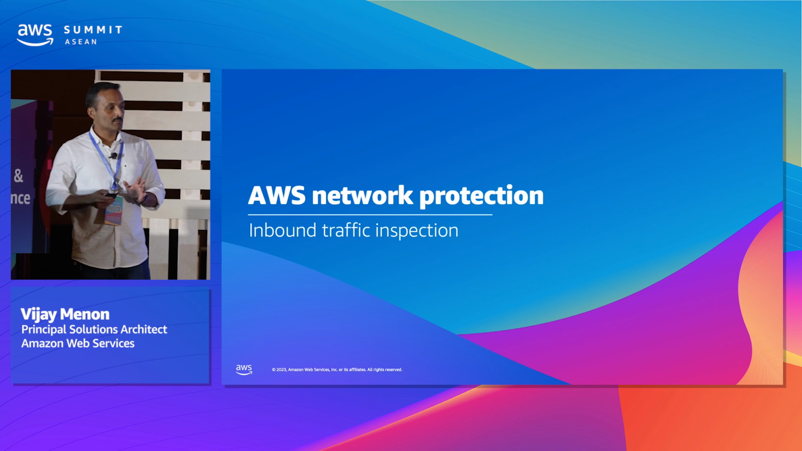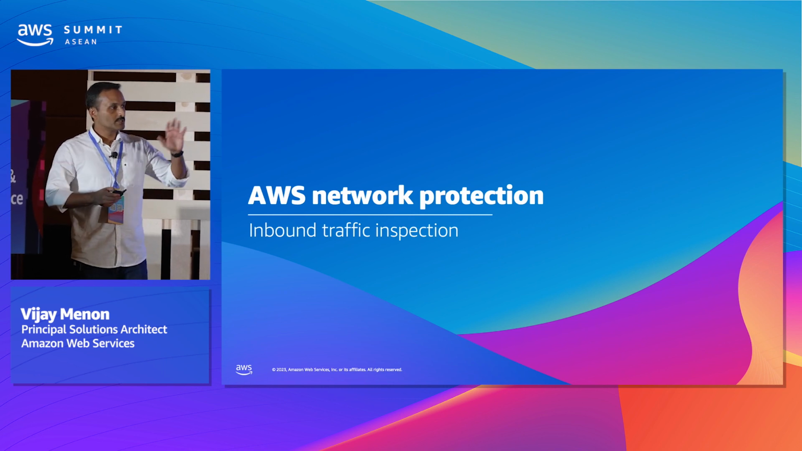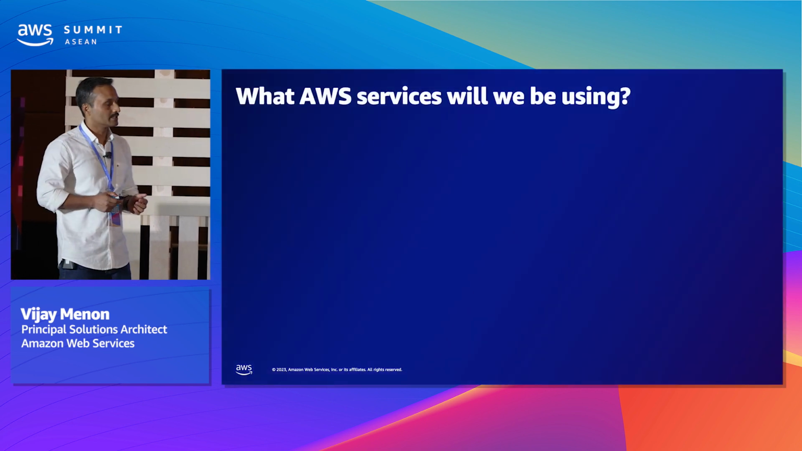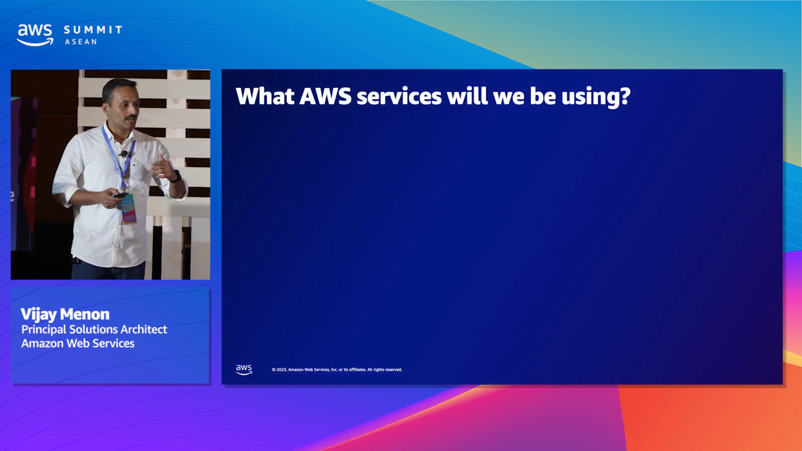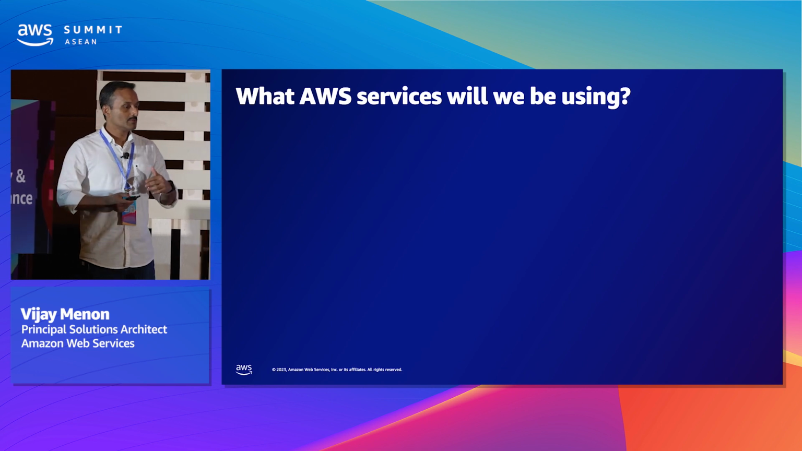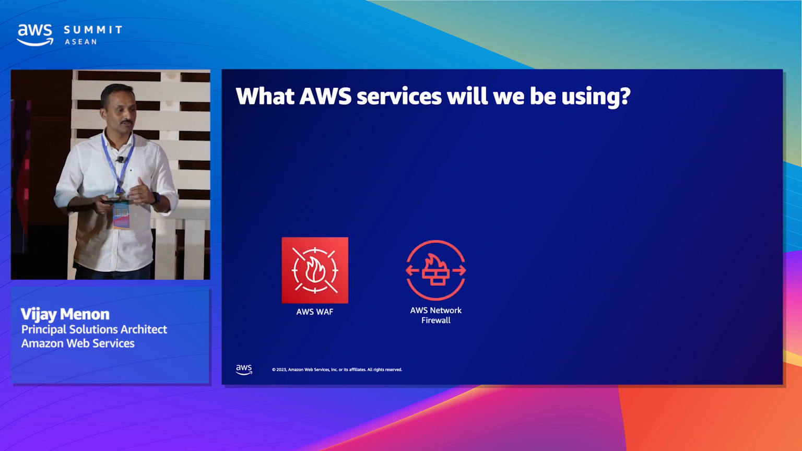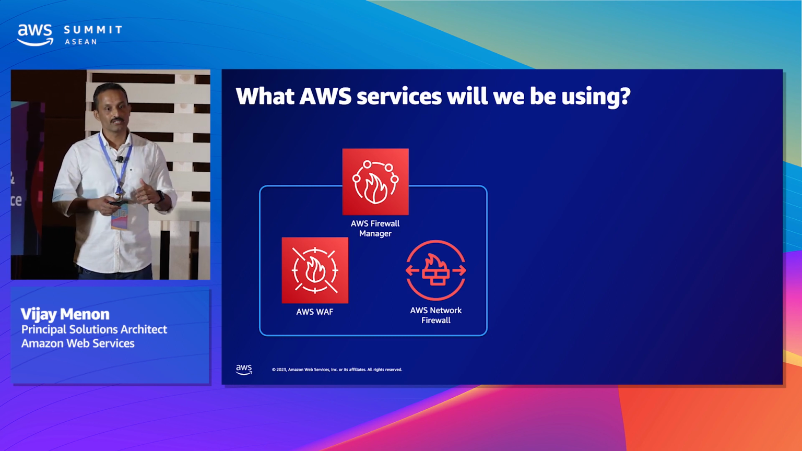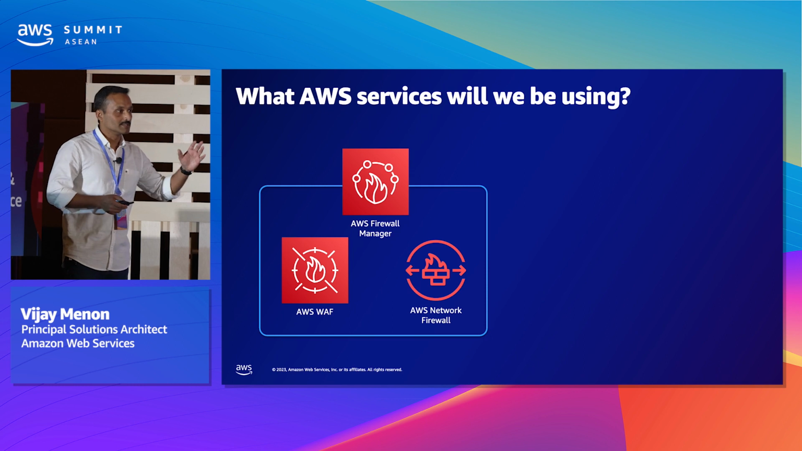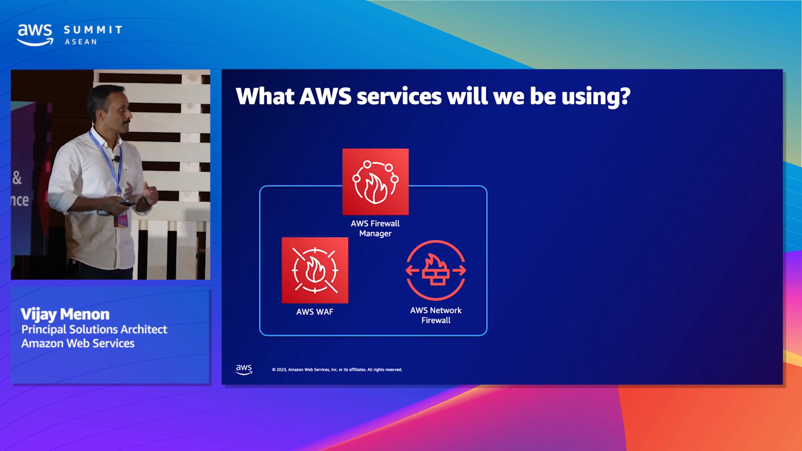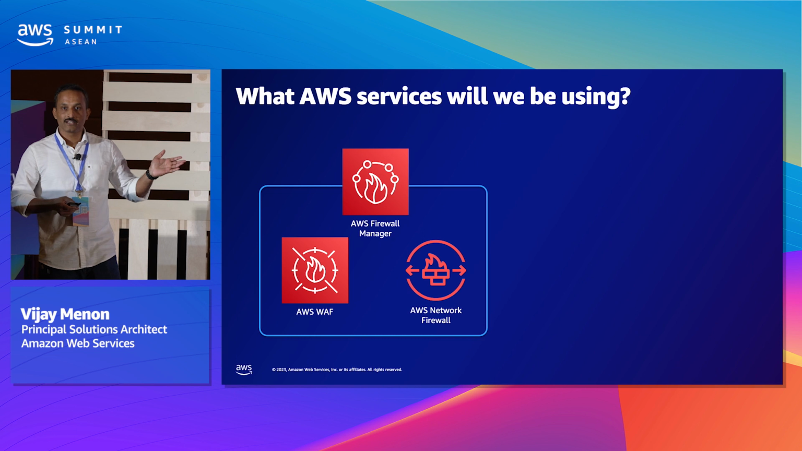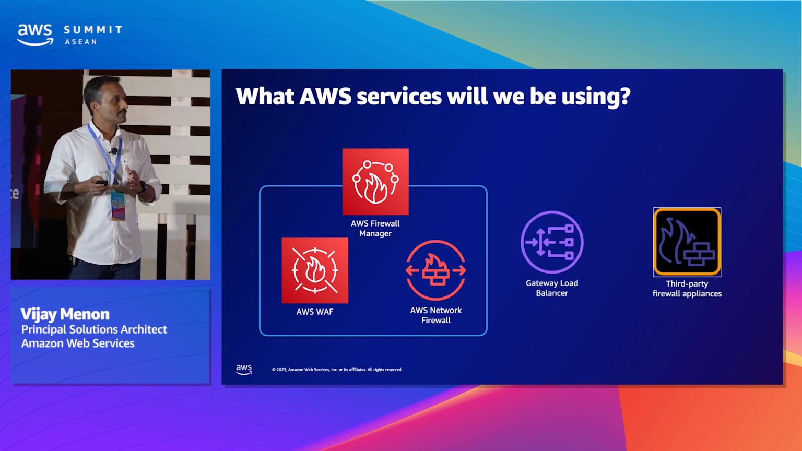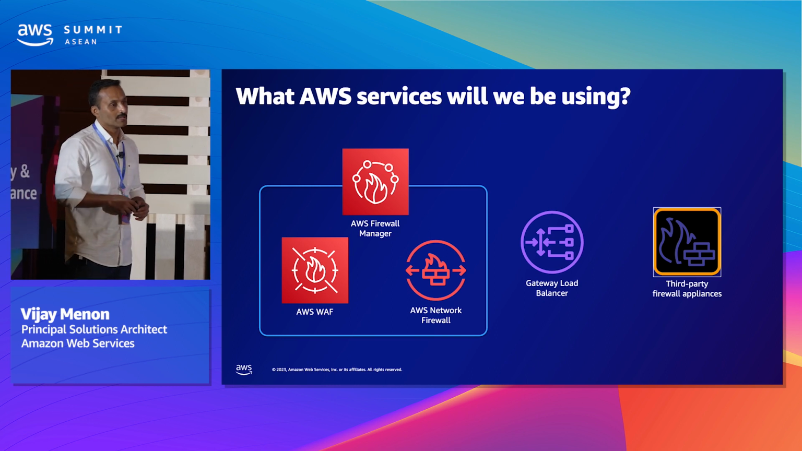So keeping these in mind, this should always be used whenever you are designing your Ingress inspection. And in today's session, we will be looking at AWS WAF, AWS Network Firewall, managed by Firewall Manager Service to build some Ingress architecture and egress architecture. But keep in mind that these architectures which we're going to discuss today can easily be deployed using third-party firewalls when integrated with AWS Gateway Load Balancer.